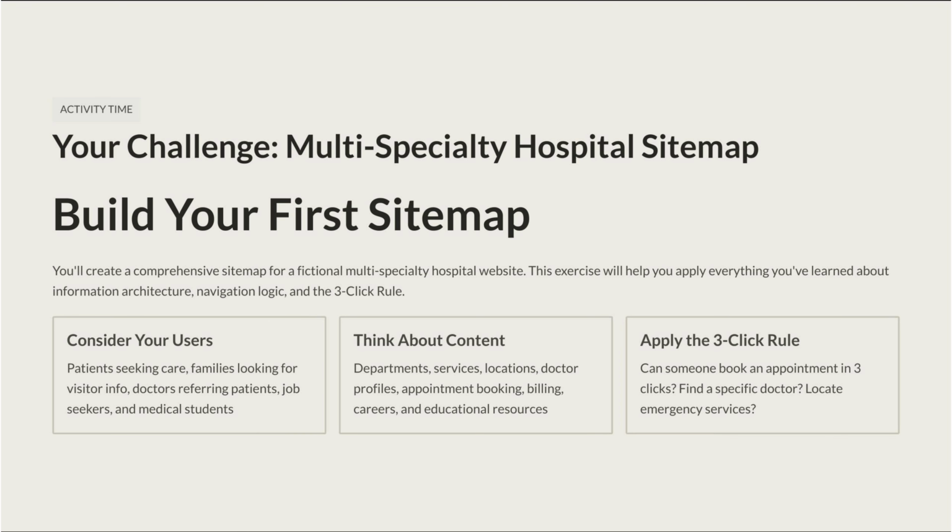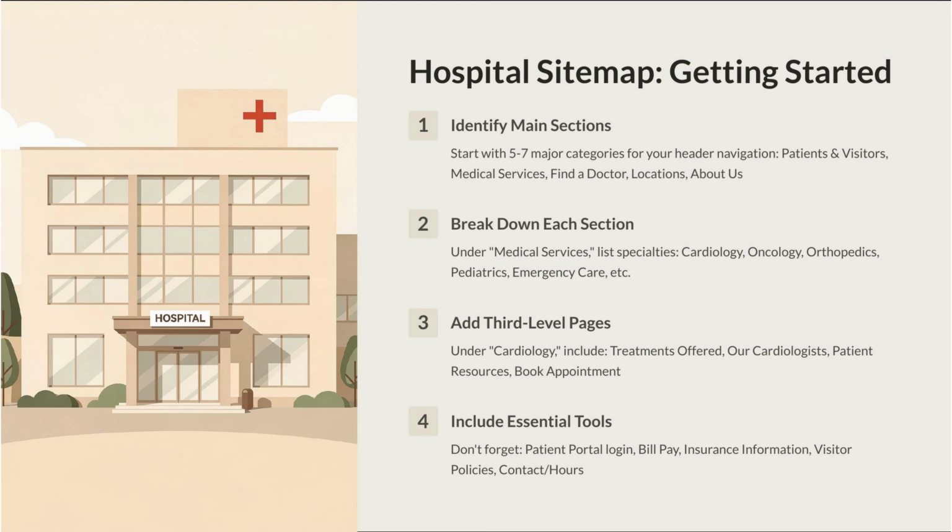efficient navigation. Begin by identifying 5 to 7 main sections for your hospital sitemap: patients and visitors, medical services, find a doctor, locations, about us. Break down each section, like listing specialties under medical services. Add third-level pages, such as treatments offered under cardiology. Include essential tools like patient portal login, bill pay, and contact hours.